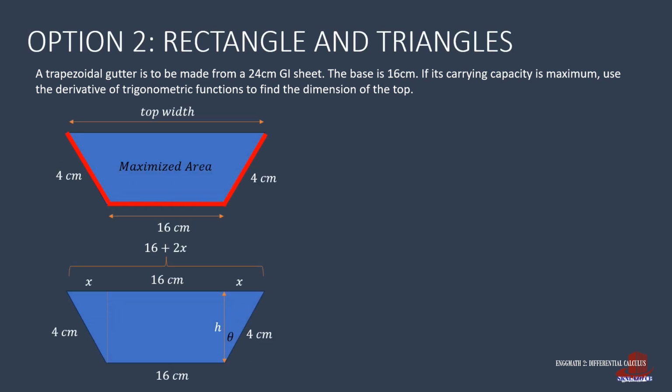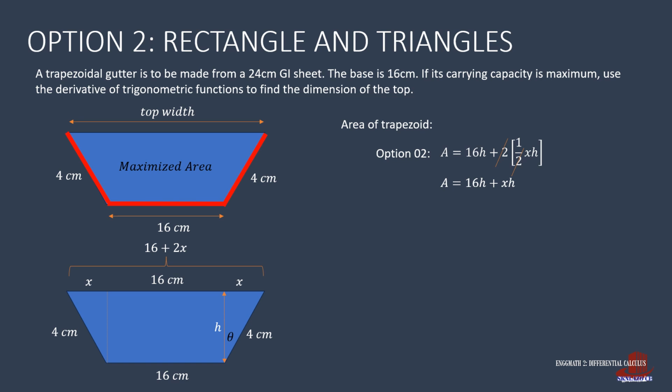Going back to the start, another option is taking the area of the trapezoid as breaking it into a rectangle and two triangles, giving A as 16h plus twice of half of xh. The 2's cancel out, giving A as 16h plus xh.